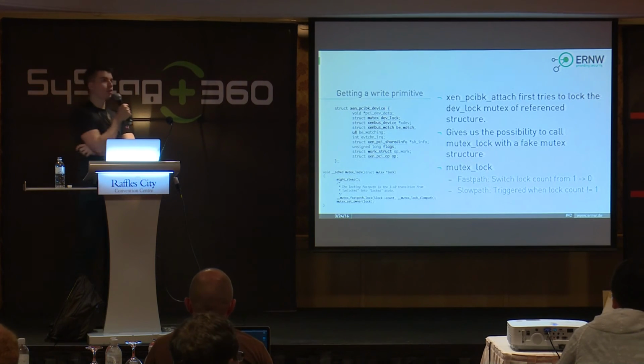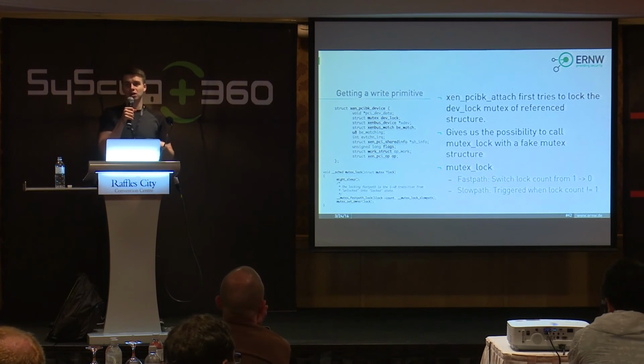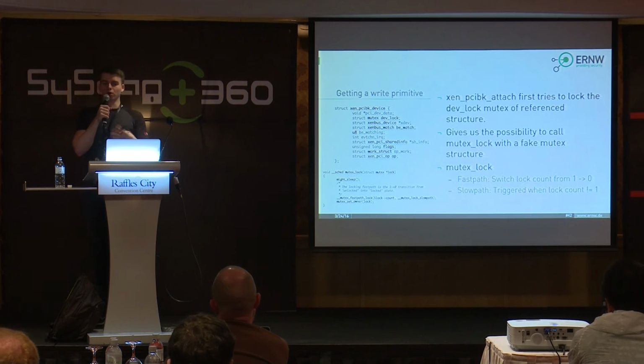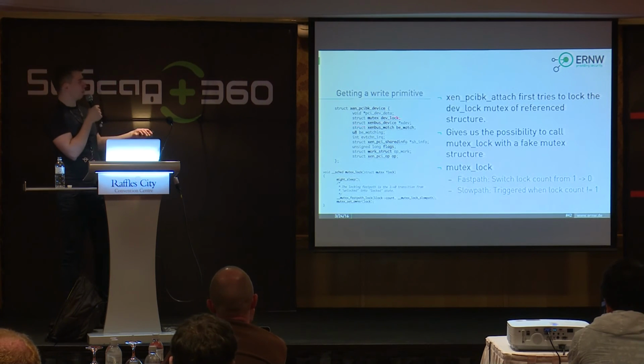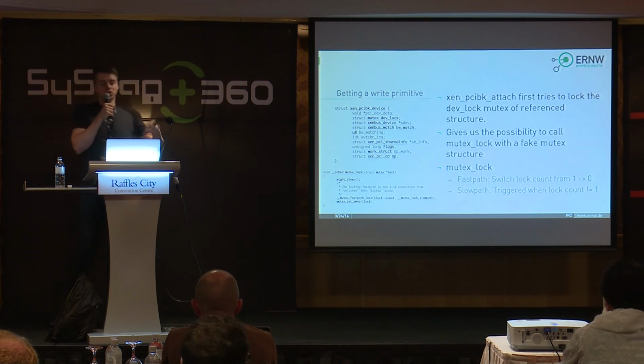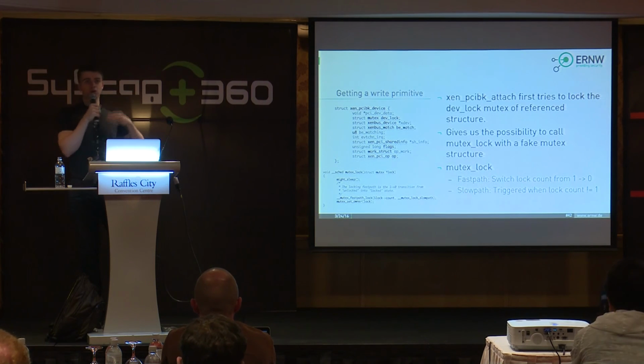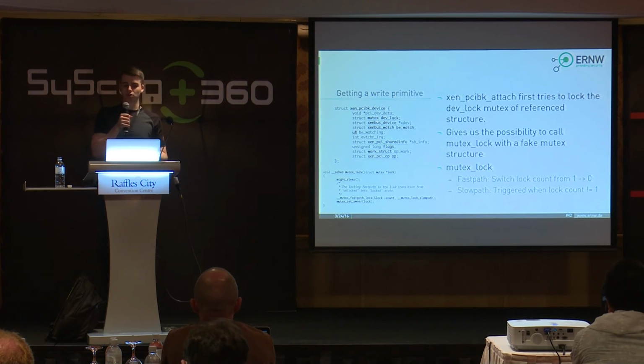When you look at how you exploit this, you can see the first thing the Xenpwn attach function does is basically trying to lock a mutex. So there's a dev lock mutex defined in this structure, and it just calls mutex lock on that. So this gives us the possibility to call mutex lock on a completely faked mutex structure.